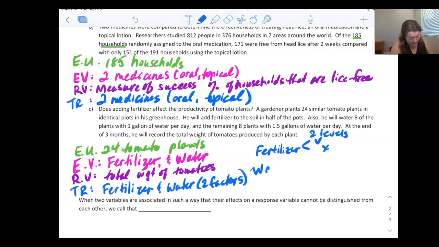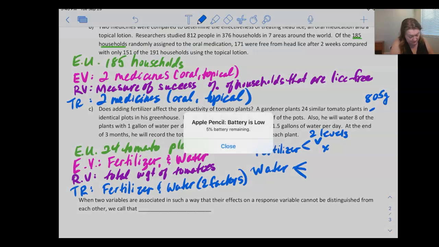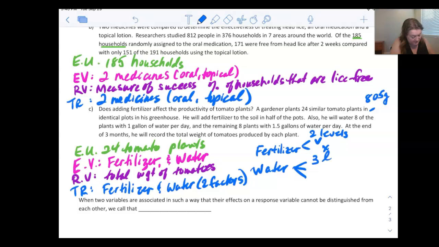Okay, with water, let's see, looks like 1 gallon of water per day, 1.5 gallons. Oh, and it's missing this. Another 8 will get 0.5 gallons per day. So we've got three different levels of water. And those three different levels are either 1.5 gallons per day, 1 gallon per day, or 0.5 gallons per day. It's not in the problem, but it should have been. So that's a mistake on my part.